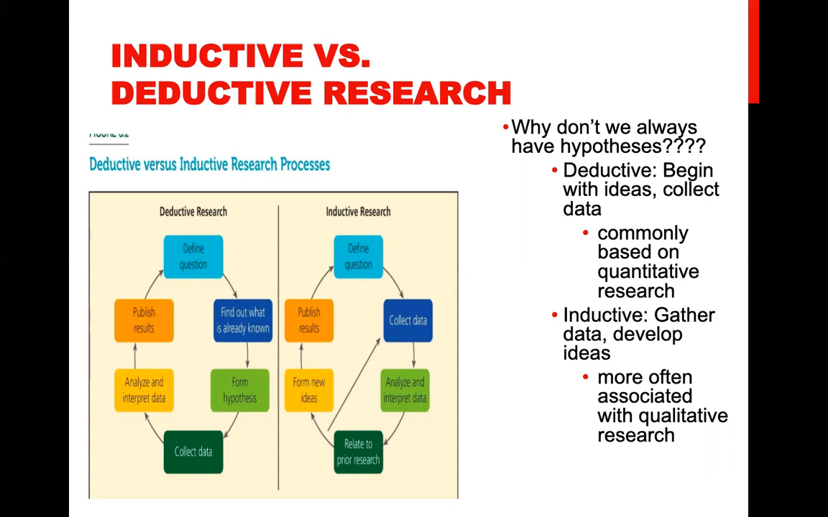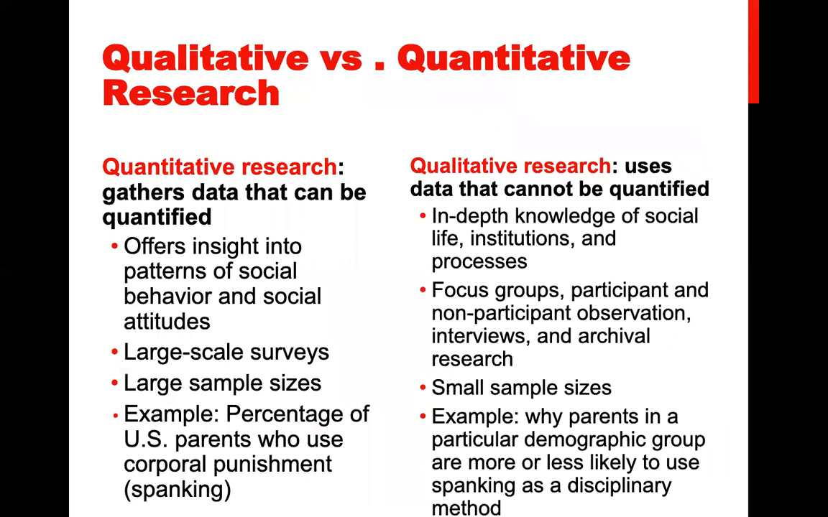These two different types of research are also usually more likely to be related to one form of collecting data than another. And I probably said that horribly, but basically what I'm trying to say here is that oftentimes deductive research is more commonly based on what we call quantitative research, while inductive research is more often associated with qualitative research. And what is quantitative versus qualitative research?